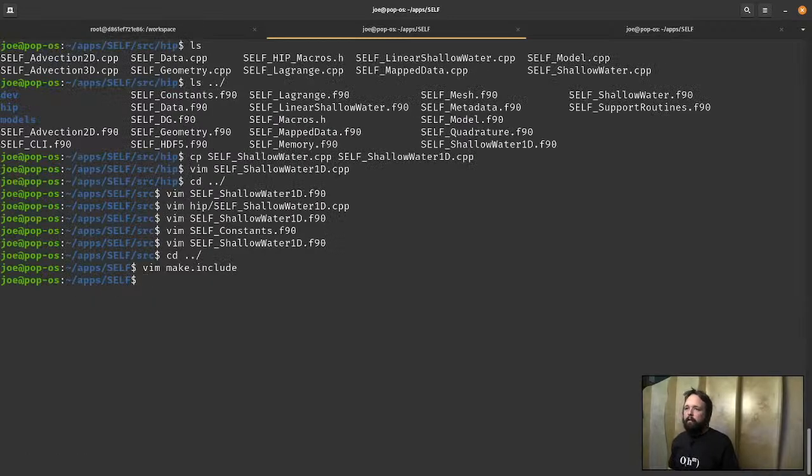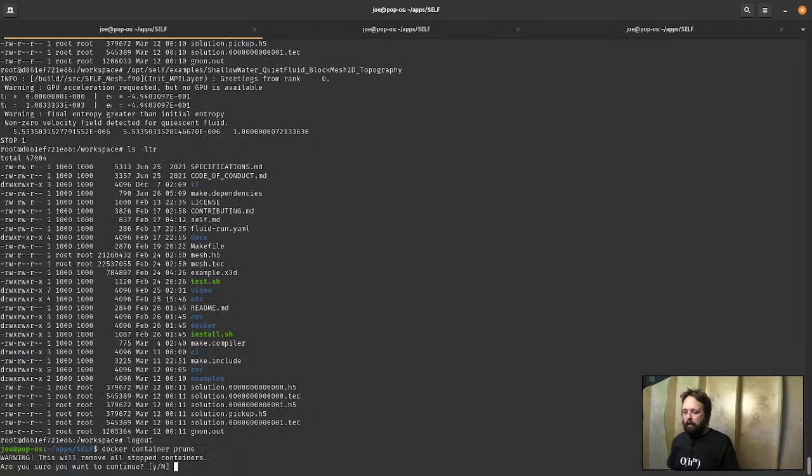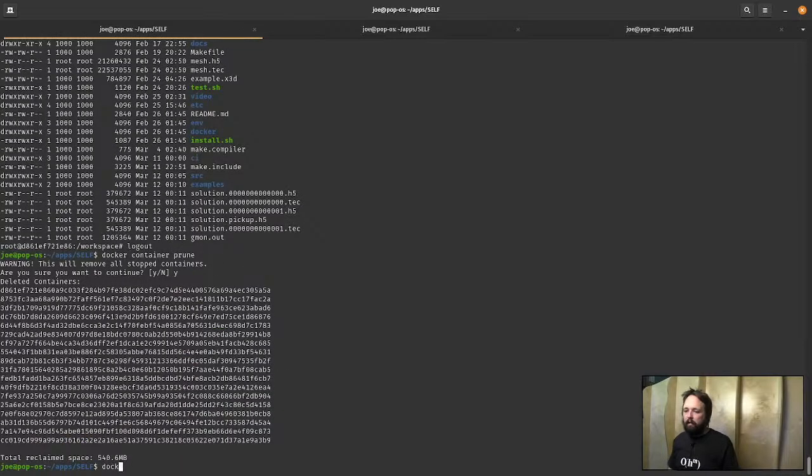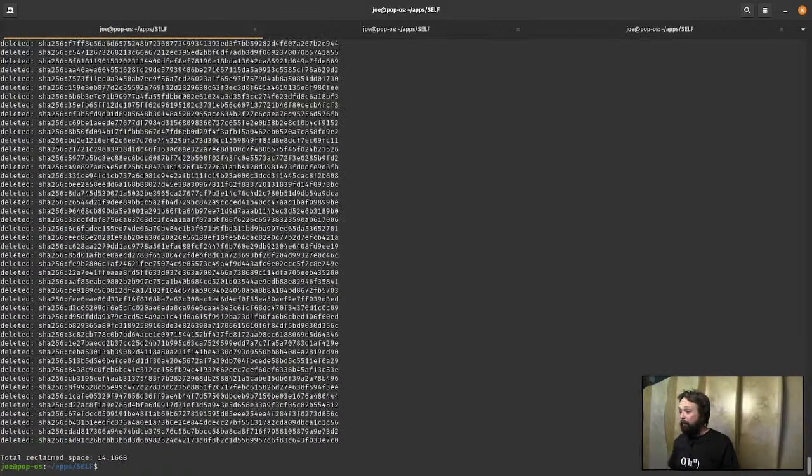Okay, so I'm going to go ahead and exit out of this container and clean up my space here a little bit so I don't run out of space, which is good to do every now and then. Those of you who tuned in, I think it was like six weeks ago now, I ran out of space pretty quickly doing some of these builds. There you go, 14 gigs just cleared.